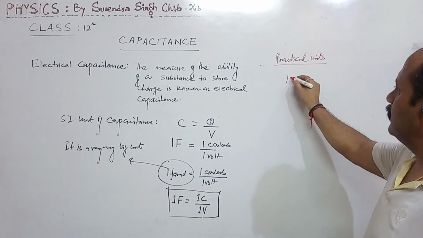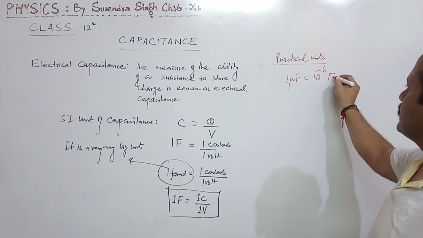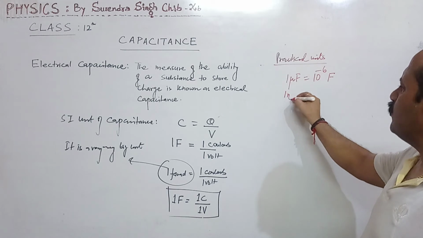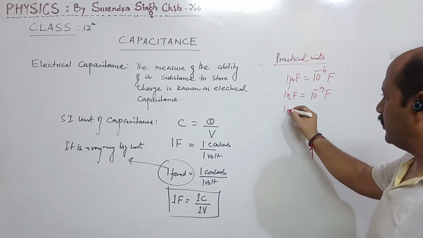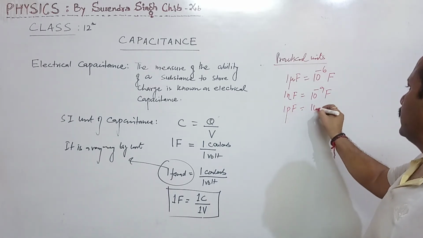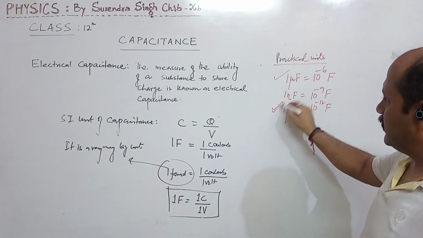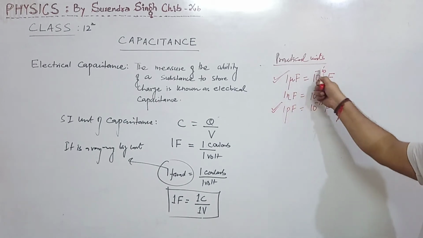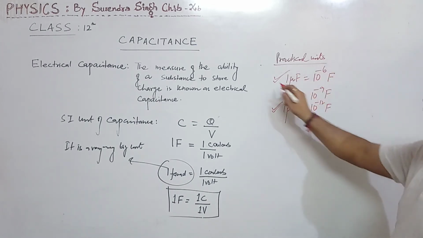We have a 1 microfarad. What is 1 microfarad? 10 raised to minus 6 farad. 1 nanofarad कम होता है, but minus 9. 1 picofarad, yes, picofarad is there. Small p, picofarad. 10 raised to minus 12 farad. So 1 microfarad is 10 raised to minus 6 farad, and 1 picofarad is 10 raised to minus 12 farad.